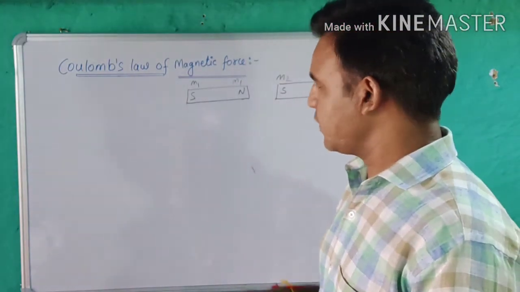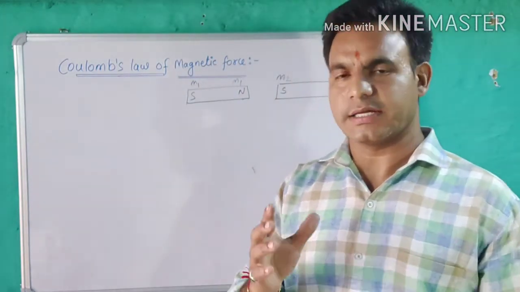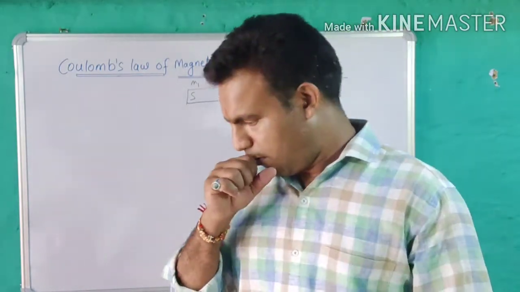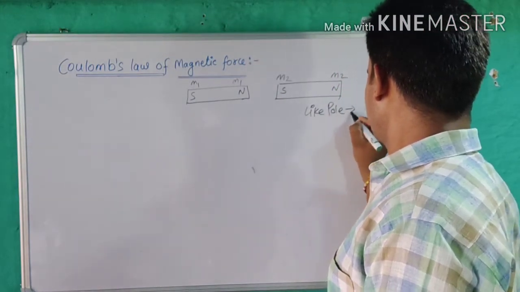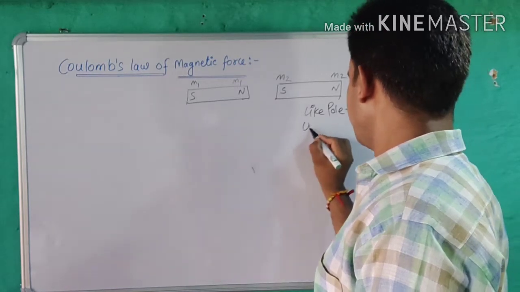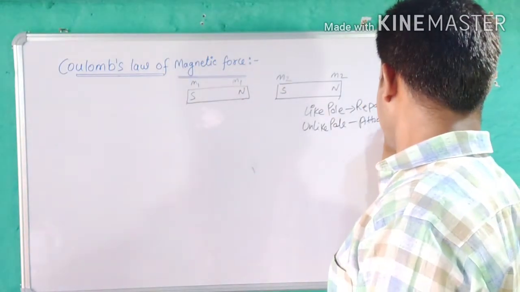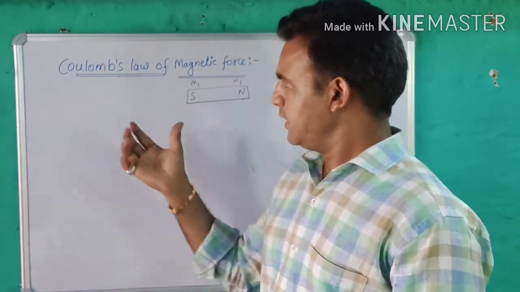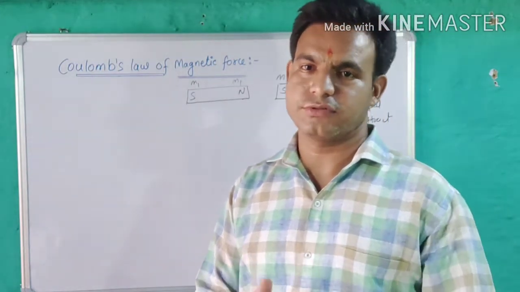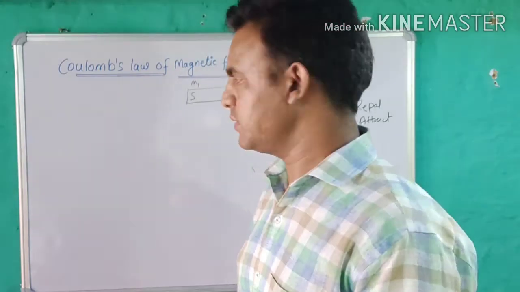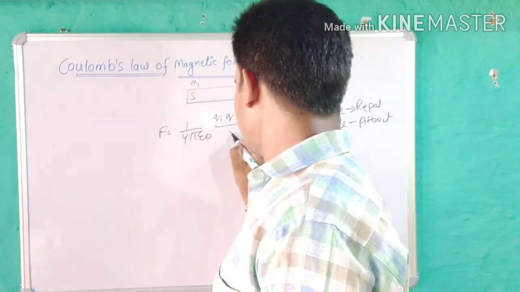As we all know very well, like poles repel each other and unlike poles attract each other. Just remember that in the first chapter, when we studied Coulomb's law in electrostatics, what was the equation? That is the equation F equals 1 upon 4 pi epsilon naught, Q1 Q2 upon R square.